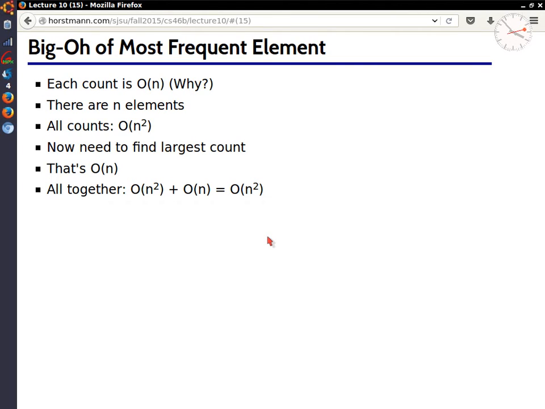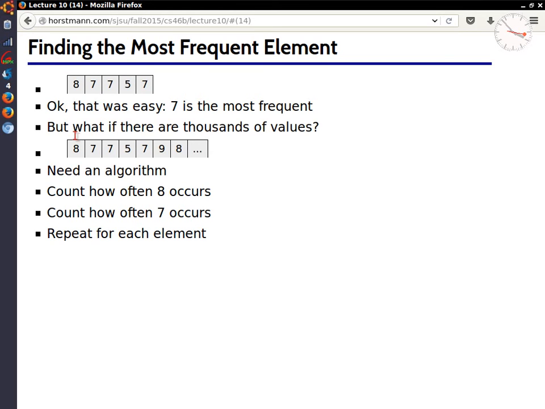So how do you compute the big O of this algorithm? Each time, you make a pass through this array to count how many 8s there are. Is this an 8? Is this an 8? Is this an 8? And so on. That's O of n, one lookup for every step.